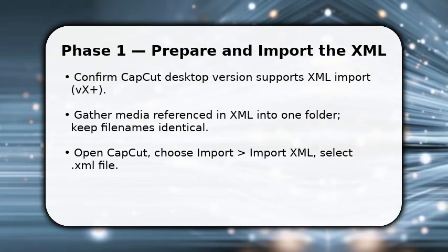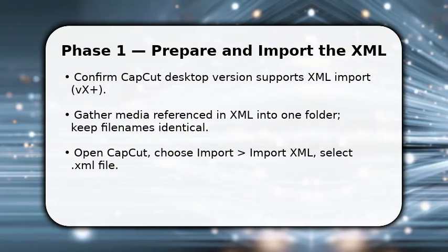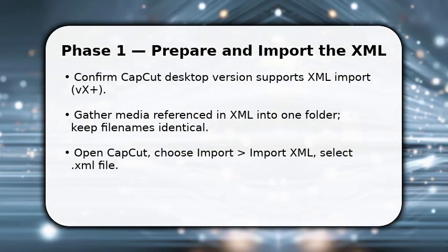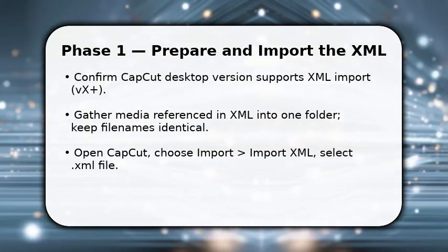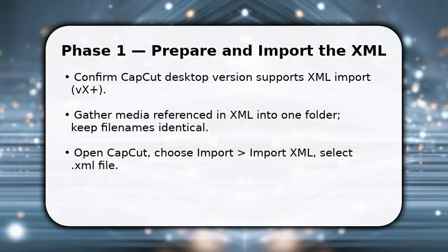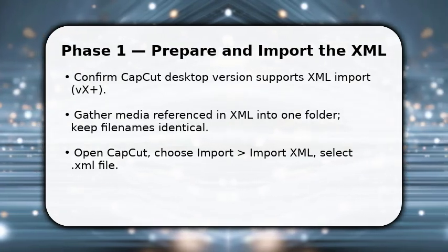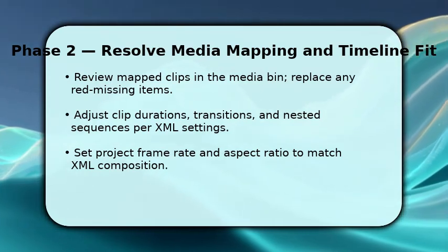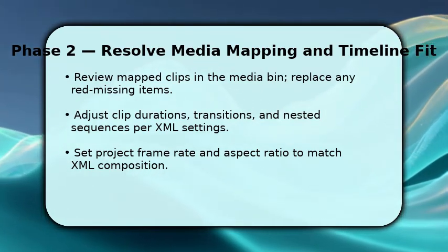You'll see a quick scan, wait for the app to map assets. If mapping fails, make sure file names and file types exactly match the XML entries before proceeding. Once the XML loads, inspect the media bin and timeline. CapCut may auto-map some files, but you must manually replace any red missing items.